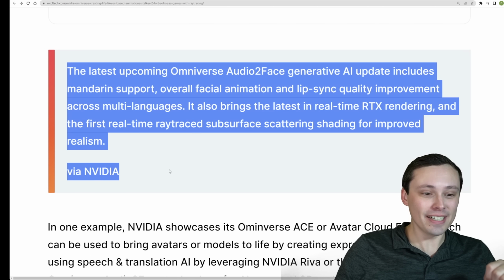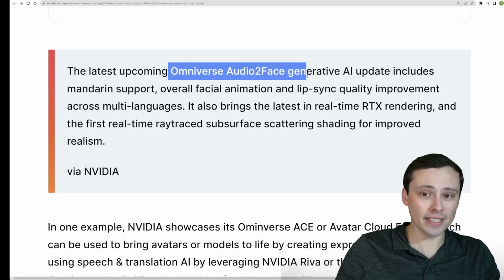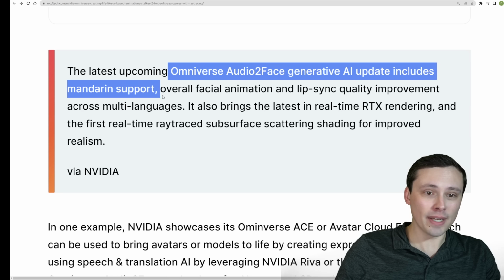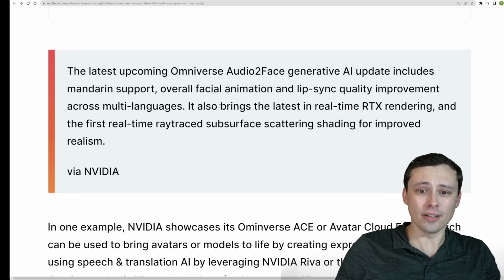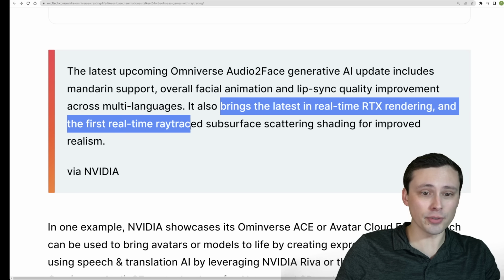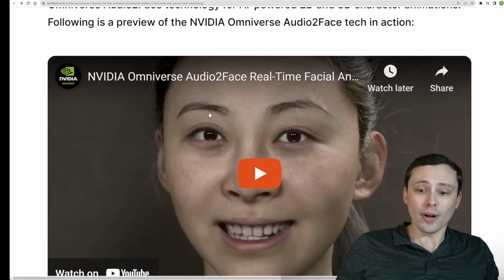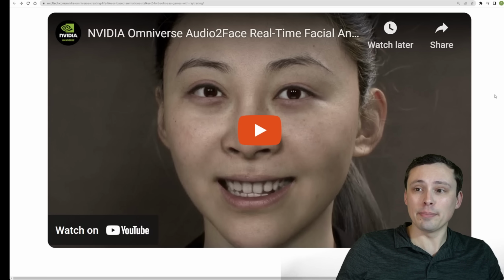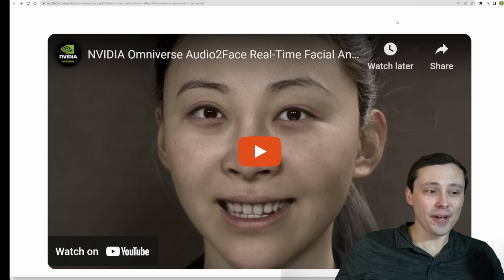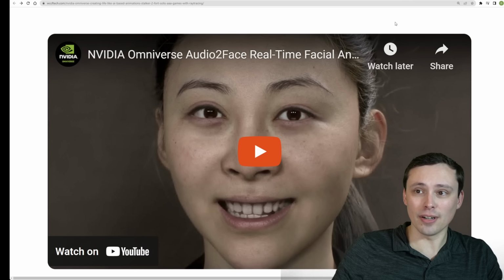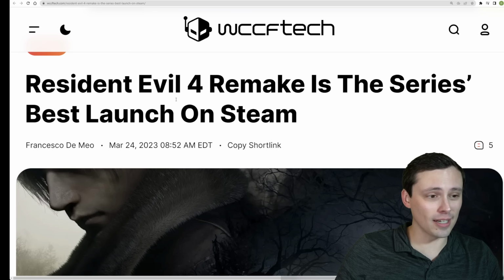But the quote here via Nvidia, but this is a WCCF Tech article reporting on it, is that the latest upcoming Omniverse audio to face generative AI update includes Mandarin support, overall facial animation, and lip sync quality improvement across multiple languages. And it also brings the latest in real-time RTX rendering and the first real-time ray trace subsurface scattering shading for improved realism. So anyway, if you could speed up game development by getting accurate face animation and lighting by just recording the audio and it just syncs up to it automatically, I think that would be a really good tool for game developers. So that looks awesome if it works well.